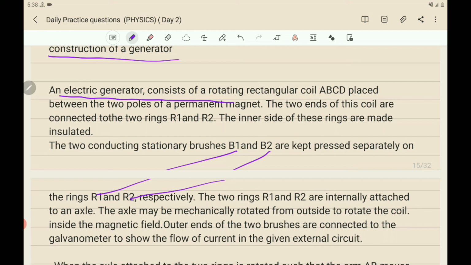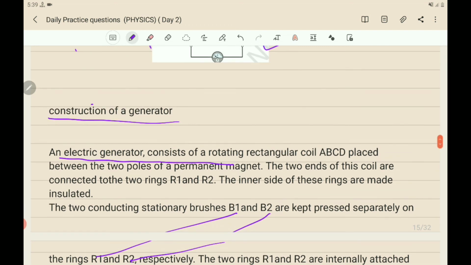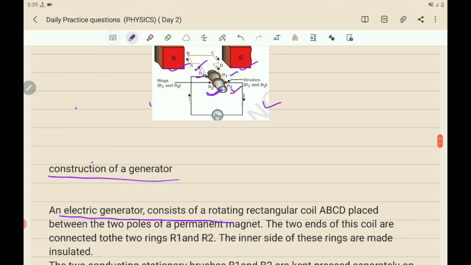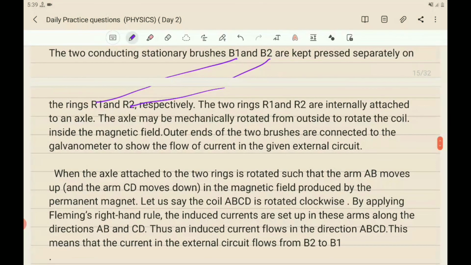The two rings R1 and R2 are internally attached to an axle. The axle may be mechanically rotated from outside to rotate the coil inside the magnetic field. Outer ends of the two brushes are connected to the galvanometer to show the flow of current in the given external circuit. Here B1 and B2 are connected to the two ends of the galvanometer to detect the flow of electric current in the circuit. That is about the construction.